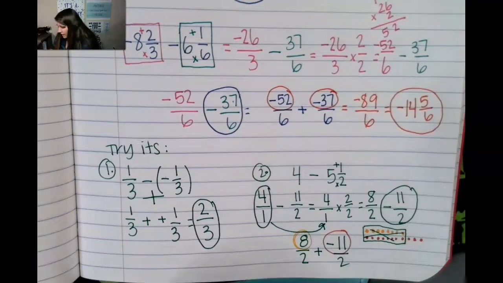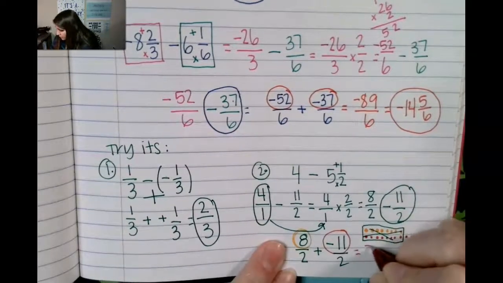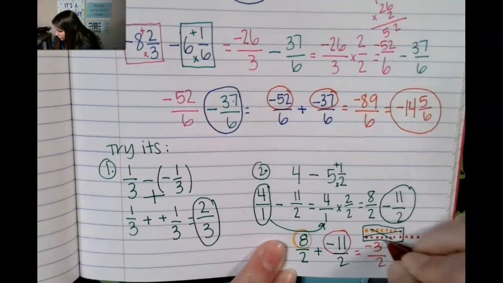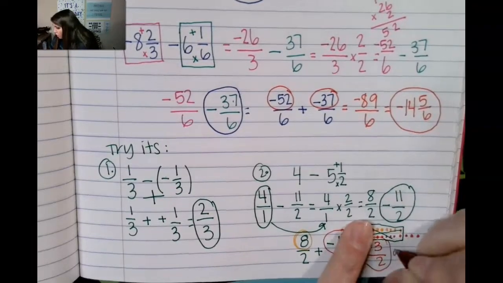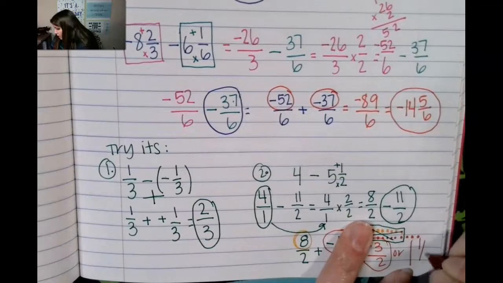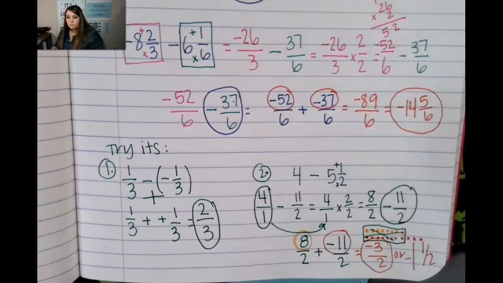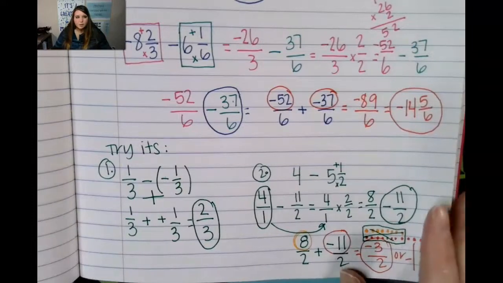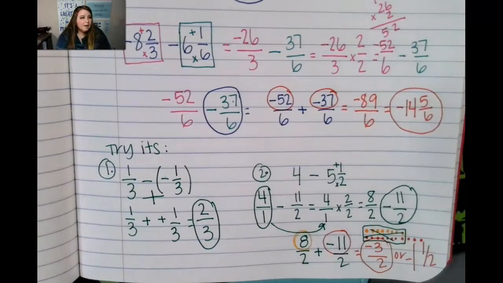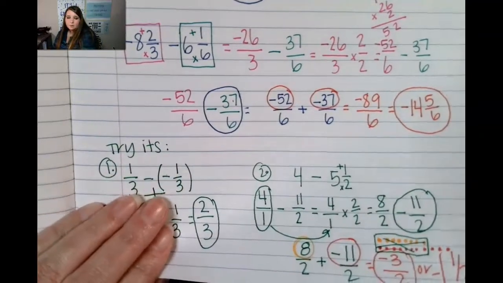And then I have negative 3. So I have negative 3/2, or negative 1 1/2. Okay? All right, we are now going to look at doing a problem that has a decimal, just so that you can be familiar with those decimals. And then from there, I'll do a try it with you, and then you can do your practice.